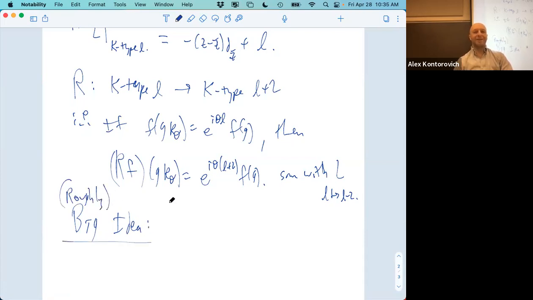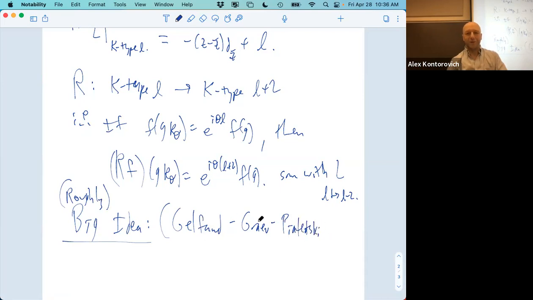Here's the big idea. As I think I mentioned, Gelfand was here for the latter part of his career. So Gelfand-Graev and Piatetski-Shapiro. Graev and Piatetski-Shapiro. This is one person, this is one person, this is one person. So there should be a hyphen here, but if I put a hyphen, it looks like four people, so I won't. I'll pretend there's no hyphen. I don't know. Okay, whatever.